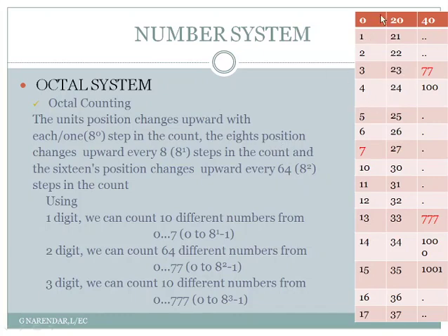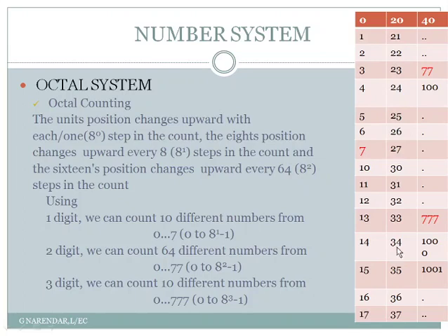Here you can observe that the units position changes for each count. The units position changes upward with each step in the count. The 8's position, that is this position, changes upwards every 8 steps in the count. So here 1 changes after 8 steps: 1, 2, 3, 4, 5, 6, 7, 8. So after 8 steps it changes to 2, and here also 1, 2, 3, 4, 5, 6, 7, 8. After 8 steps it changes to 3, and so on.